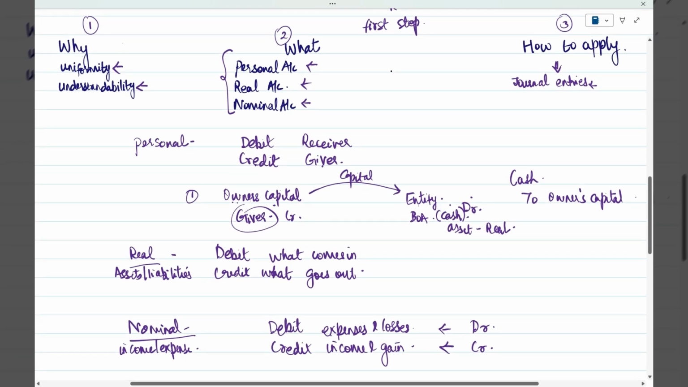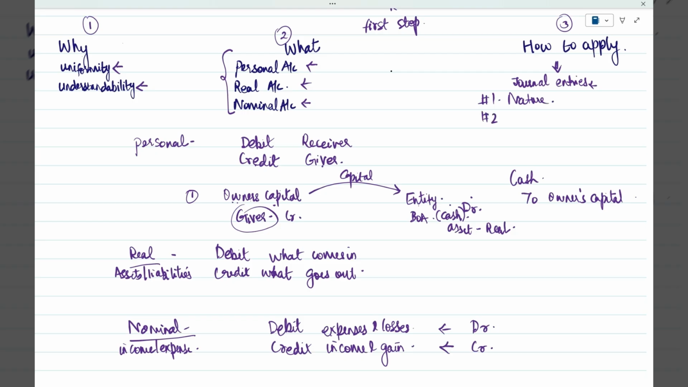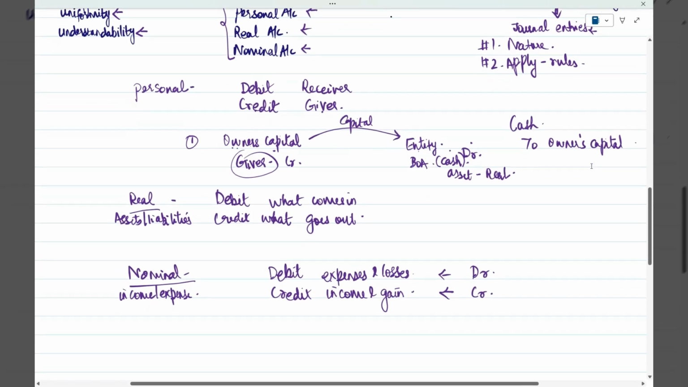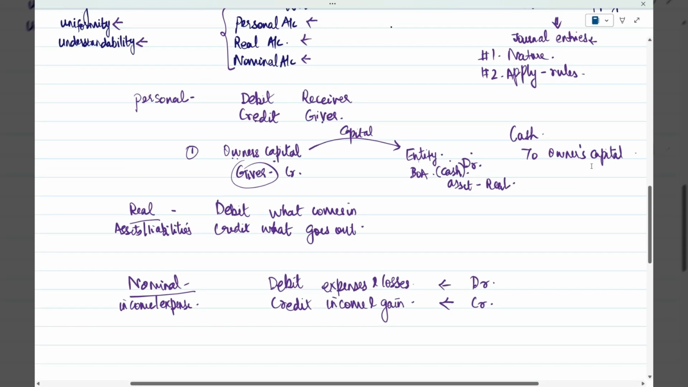When we apply these rules to every transaction, we end up passing the journal entries. So the first step is to identify the nature of the account, and the second step is to apply whichever rule of accounting applies. If these two are followed, then the journal entry would fall in place. However, I will come back in detail on why each particular account rule is given in this way.